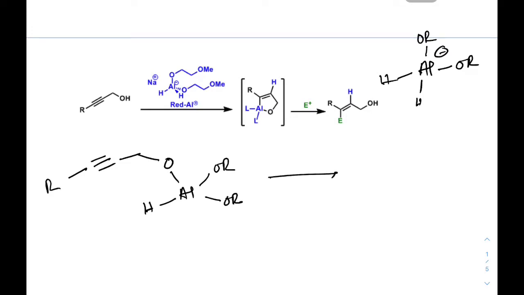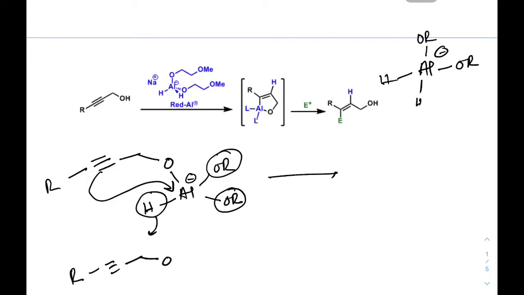After that, because there are two OR groups, due to the electronegativity of oxygen, this aluminium center is quite electrophilic compared to the previous case of lithium aluminium hydride. Therefore, before intermolecular hydrogen transfer, the olefin shows nucleophilicity and attacks the aluminium center, and this hydrogen takes one of the other hydrogens from another propargyl group in this way, and after that it forms this type of chelate.